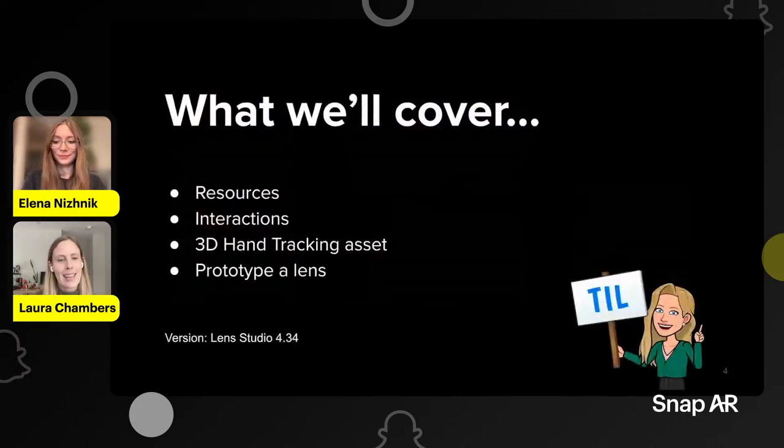What we're going to cover today is here on the slide. So I'm going to point you towards some resources where you can learn more about 3D hand tracking. I'm going to show you a teaser of different types of interactions that you can include in your lenses. We're going to dive into the 3D hand tracking asset, take a closer look at how it works, what it does, and then we're going to prototype a lens. So put it all together and build something. Just a note here that I'm using Lens Studio version 4.34. So if you're tuning in later, just a reference that what I'm doing here is 4.34.